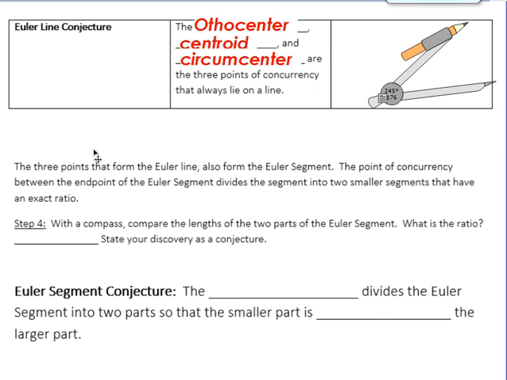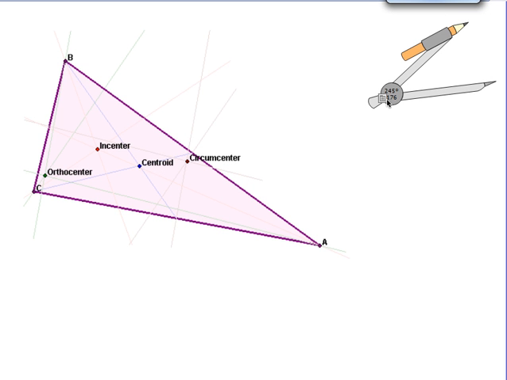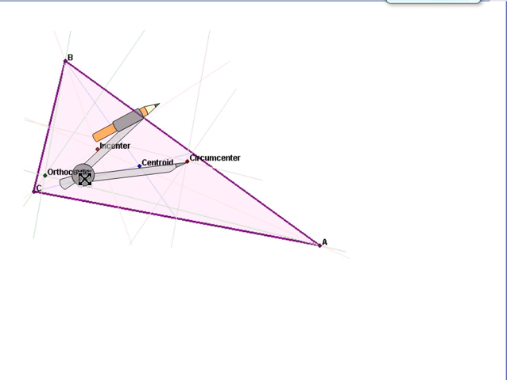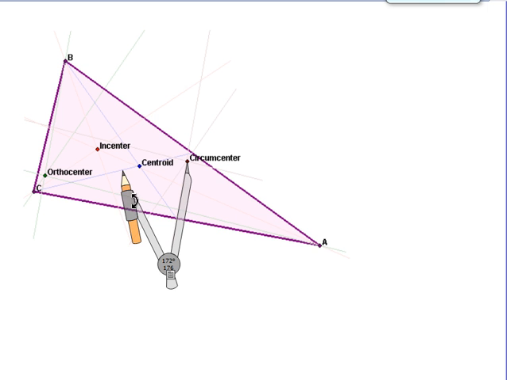There's something else that's special about those 3 points. And so we know they form the Euler line. They also form the Euler segment, if you imagine it just stopping at the orthocenter and the circumcenter. And we want to notice the ratio between those segments. So go back to your drawing, use your compass, and let's measure. I'm going to use my compass to measure so it's a little more accurate. It'd probably be a little bit better if these points were smaller. So try to go to the center of that point and measure the distance between the circumcenter and the centroid.